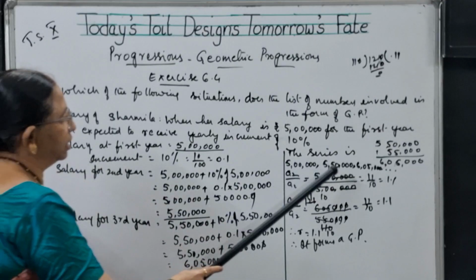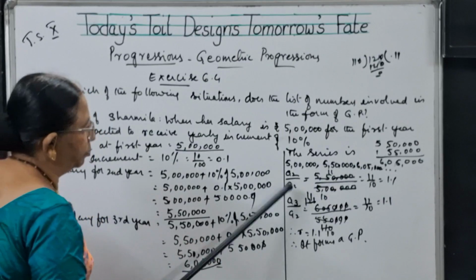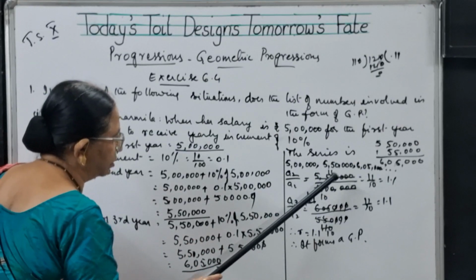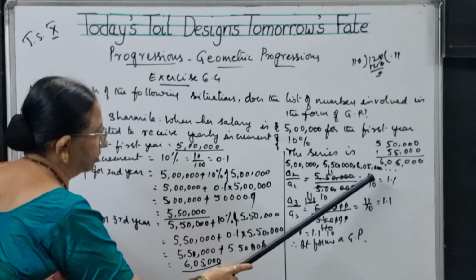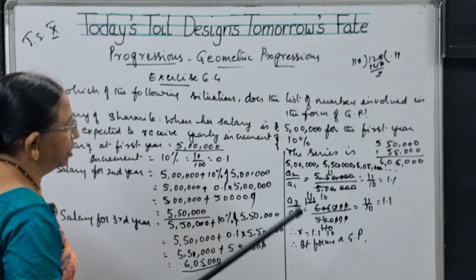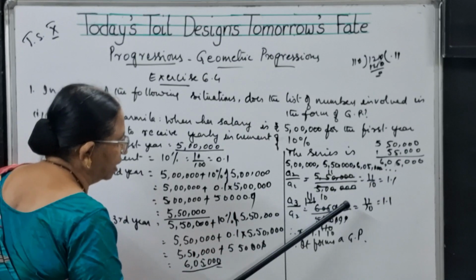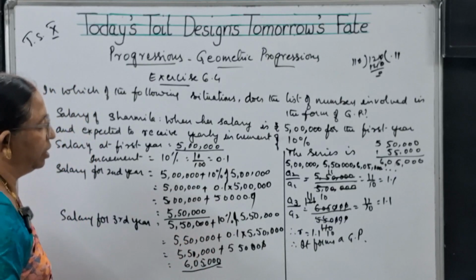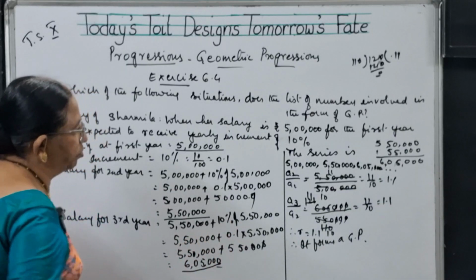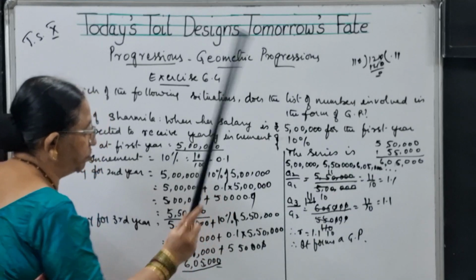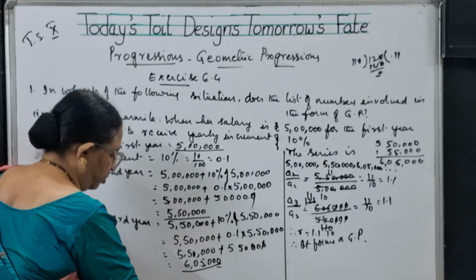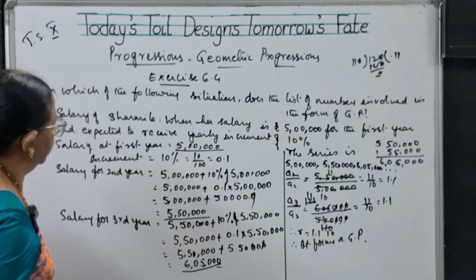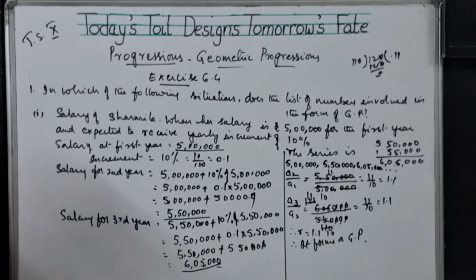So I have taken this as a series. A2 by A1, I found out 5,50,000 by 5 lakhs, I have got 11 by 10, that is 1.1. A3 by A2, 6 lakh 5,000 by 5 lakh 50,000, that is again 11 by 10, that is 1.1. That means it is in GP. So it forms a GP. So this is the answer for the first bit of the first problem, children. Please note it down.